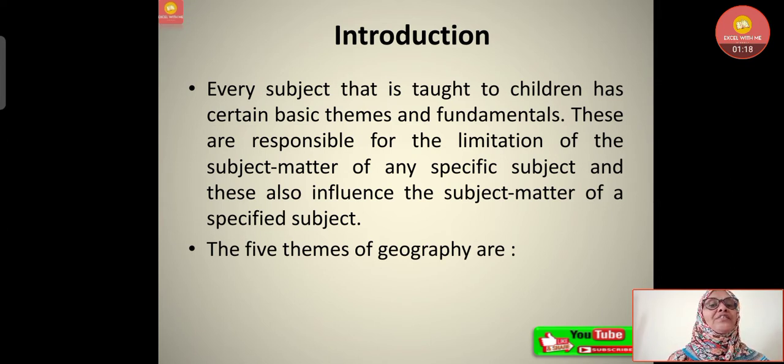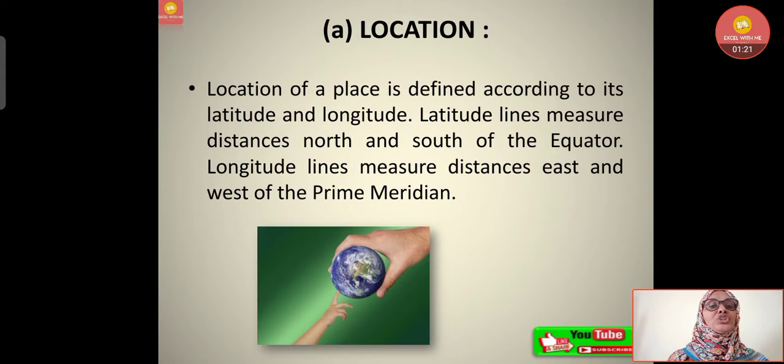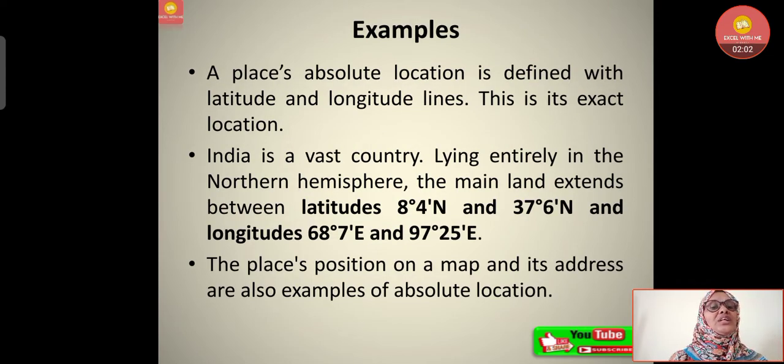Let's understand the 5 themes of geography. The first one is location. Location of a place is defined according to its latitude and longitude. Latitude lines measure distance north and south of the equator. Longitude lines measure distance east and west of the prime meridian. So these are the imaginary lines we use to understand. For time we use longitudes, and the distance and the major climatic conditions and zones we understand through latitudes. So location, where a particular country or region is located, we will understand through this theme of location under geography.